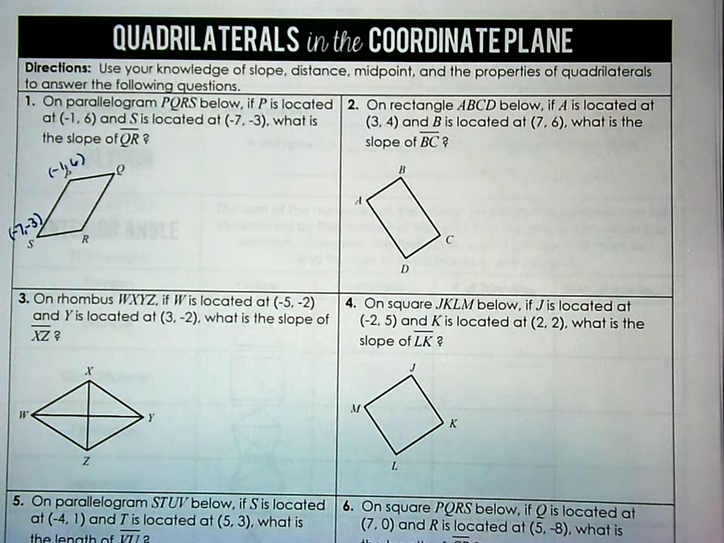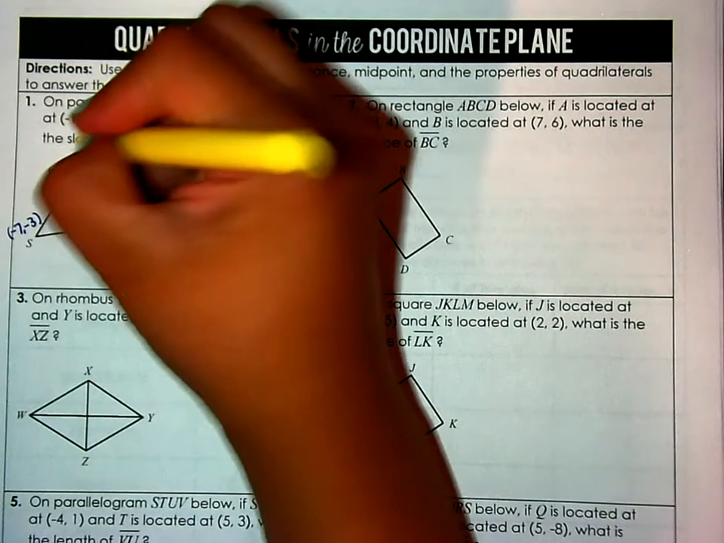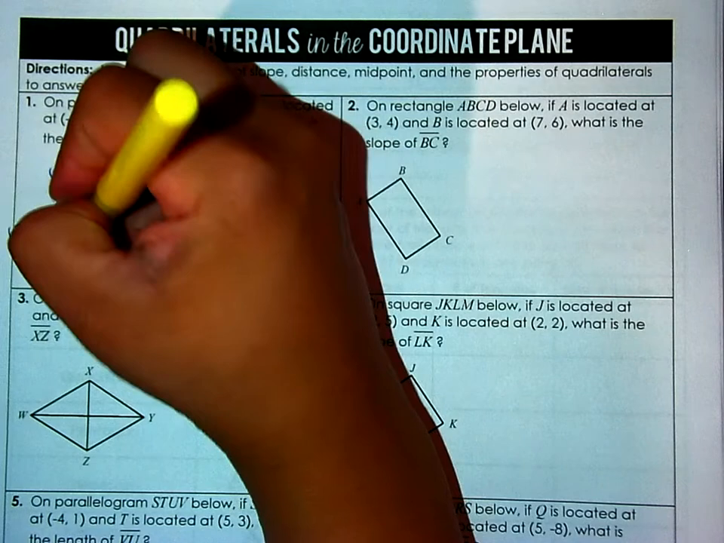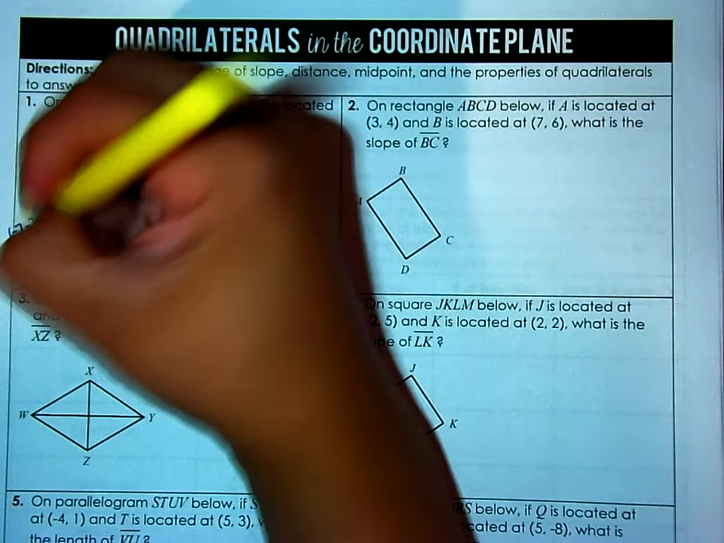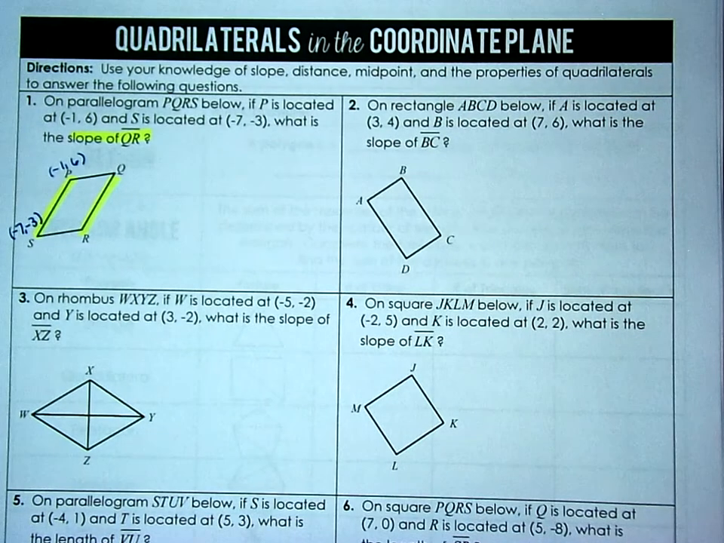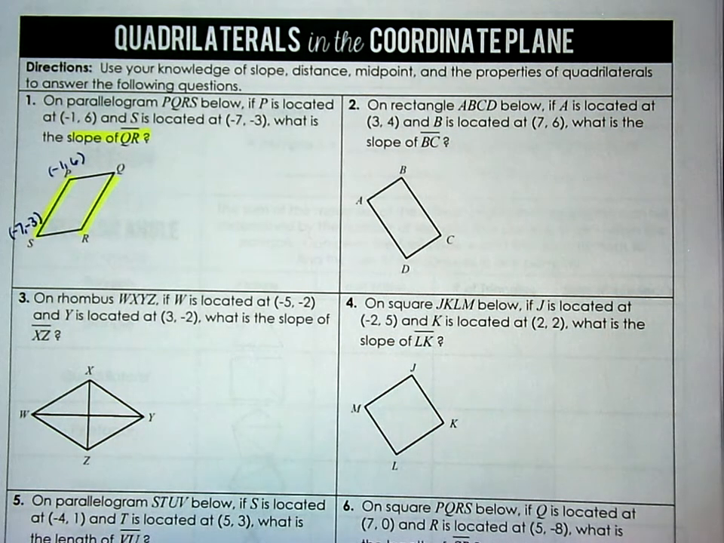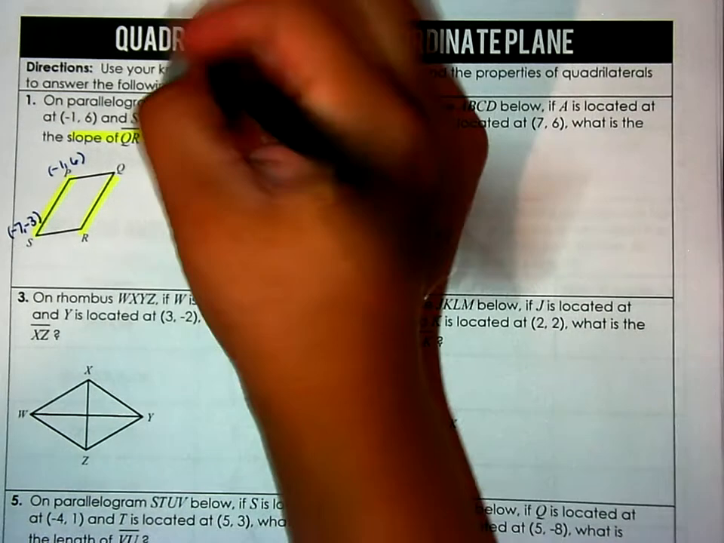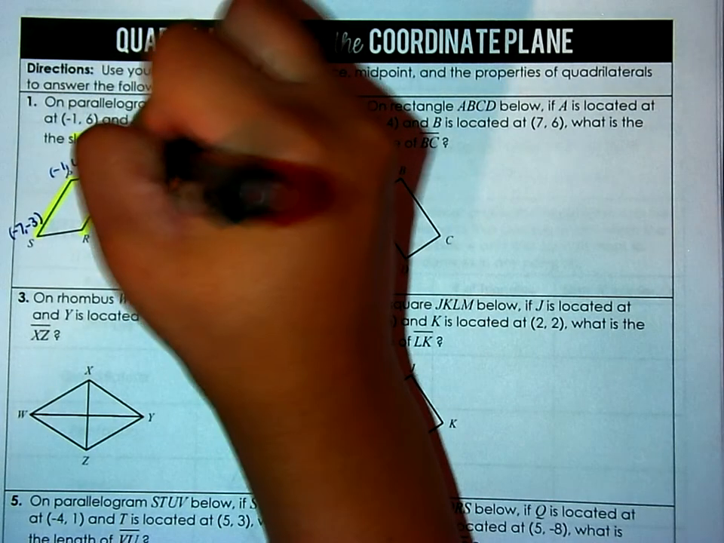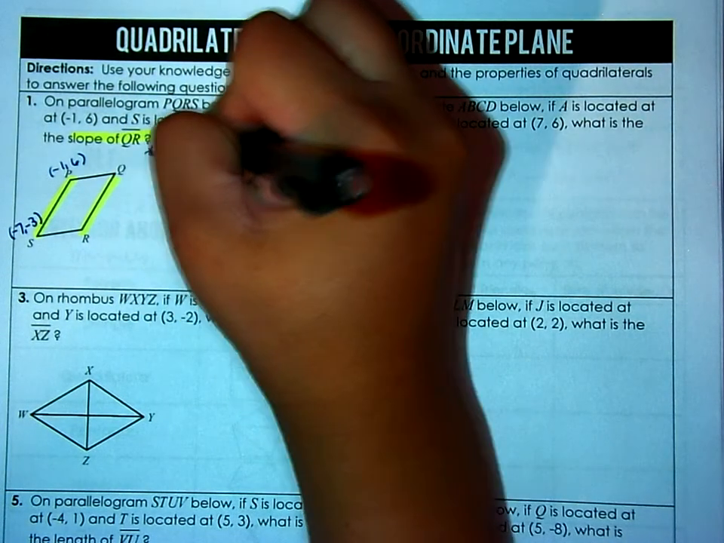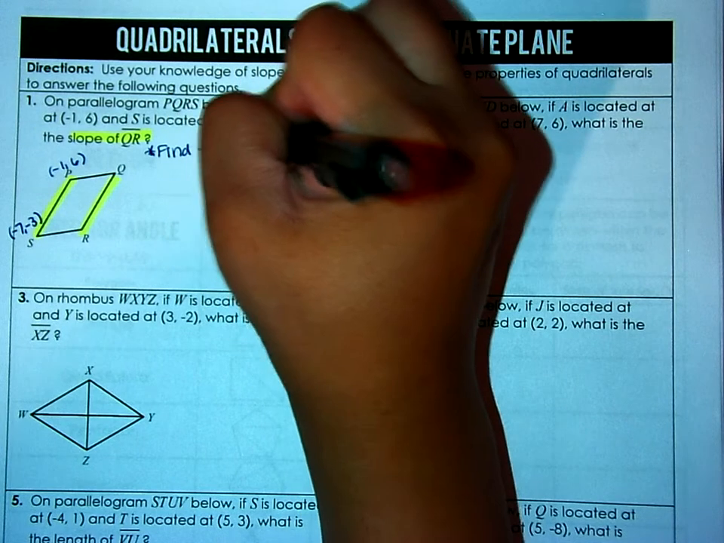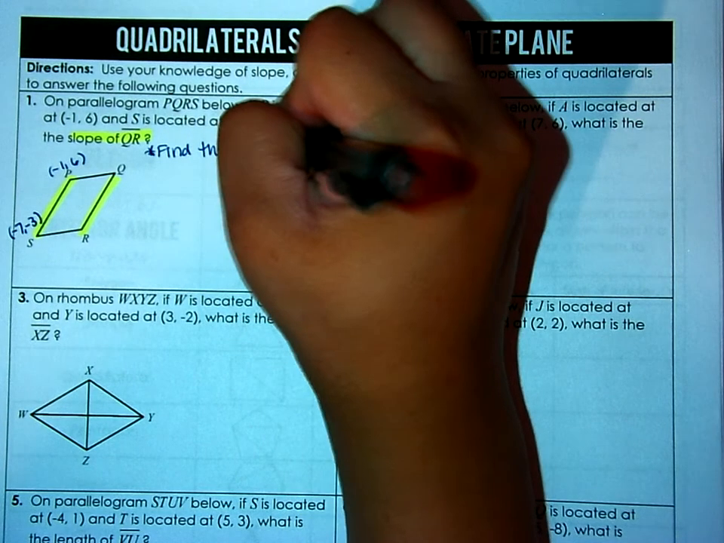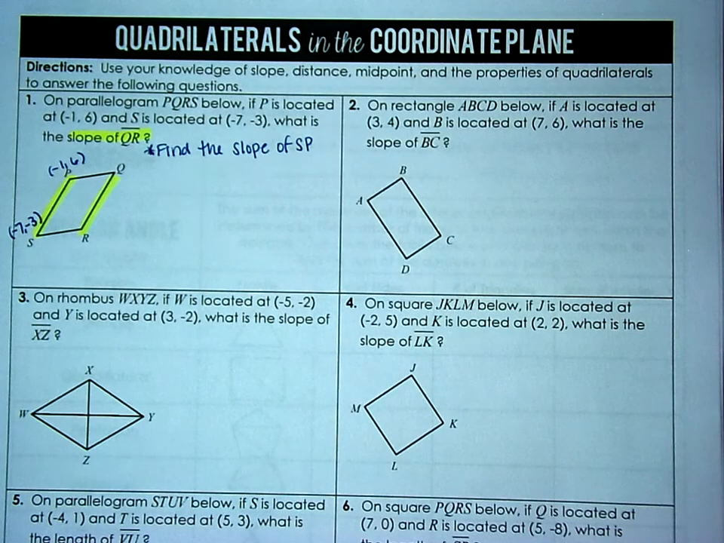Okay, so we have those 2 points given, and then it says, what is the slope of QR? So I'm going to tell you exactly what you need to do. We're going to have to find the slope of QR. Now, because this is a parallelogram, if I can find the slope of the one across from it, it's the same, because parallelograms have the same slope across. So all you have to do is find the slope of SP.